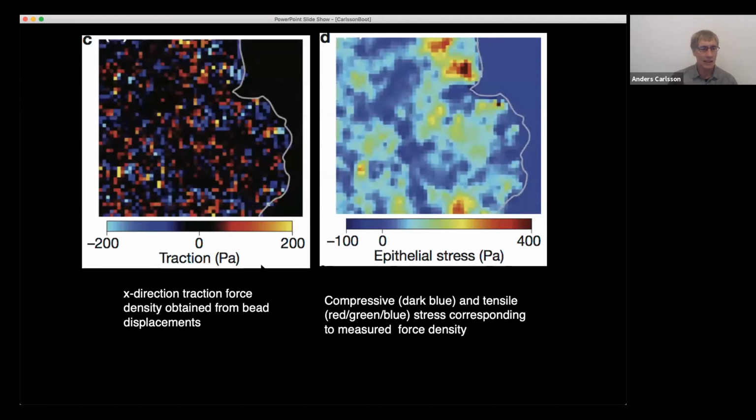And so here is the distribution of traction forces. And it looks kind of discontinuous. It's hard to make that much out of it. And so it's easier to look at the stress. And so what you're seeing here is that there are foci of tensile stress. The highest is about 400 pascals. So that's about the jello again. And then there are other more broadly distributed regions of compressile stress.